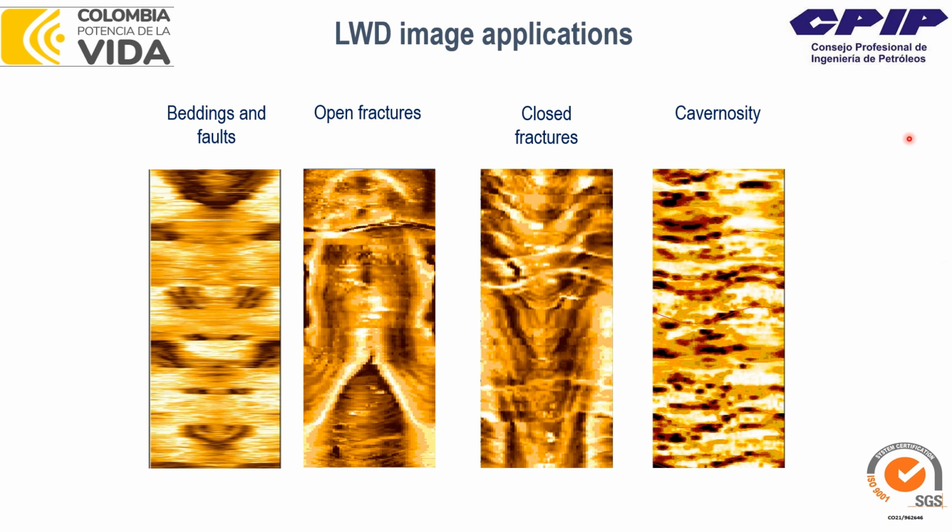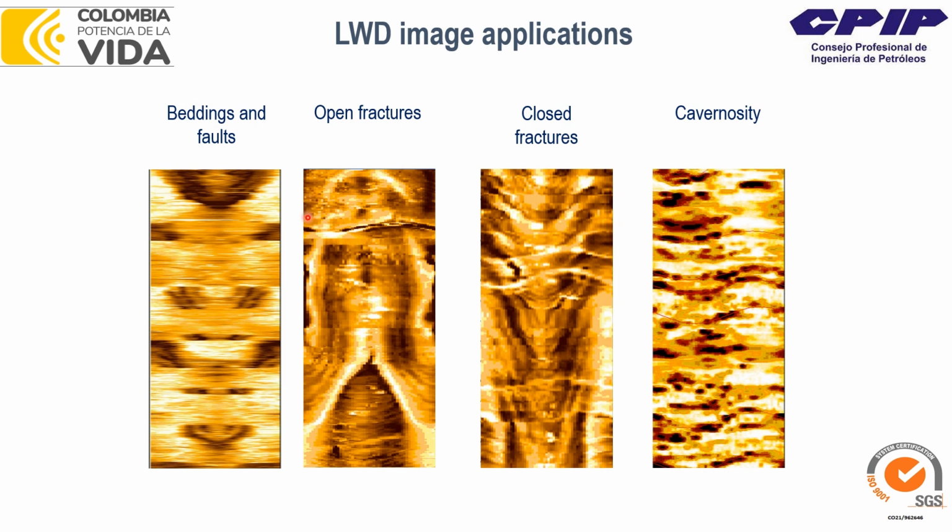Moving to more examples here, right? On the left track, you can see beddings and faults. So this is the bedding, and this is a fault. As you already know, the fault has a sharp change in the curves and all the measurements, and the fault is almost perpendicular to the borehole. That's why we see this type of crossing. So it's almost a straight line, a fault.